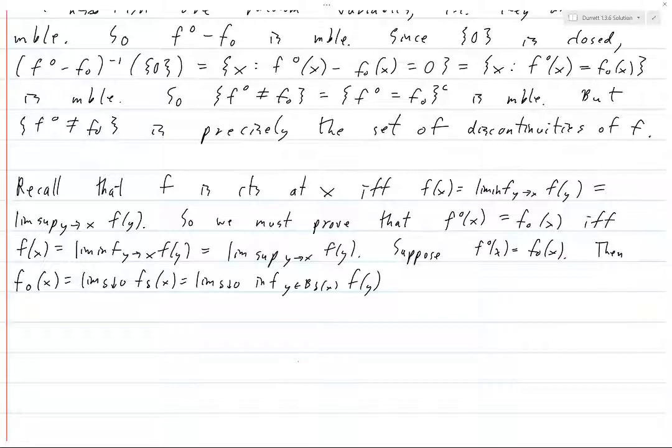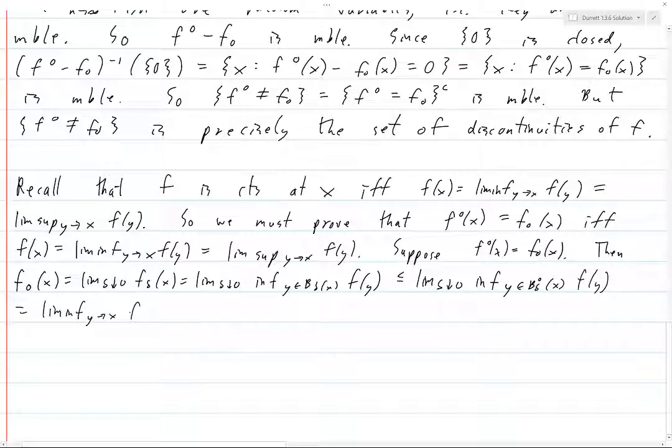So if you remove that point, if you remove that center from this, then this infimum could only possibly get bigger. And so this is less than or equal to the limit as delta decreases to 0 of the infimum of y in the punctured neighborhood of radius delta centered at x of f of y. And now this is precisely the lim_inf as y goes to x of f of y.